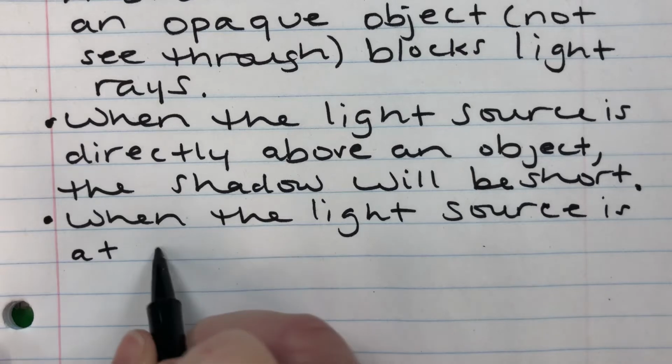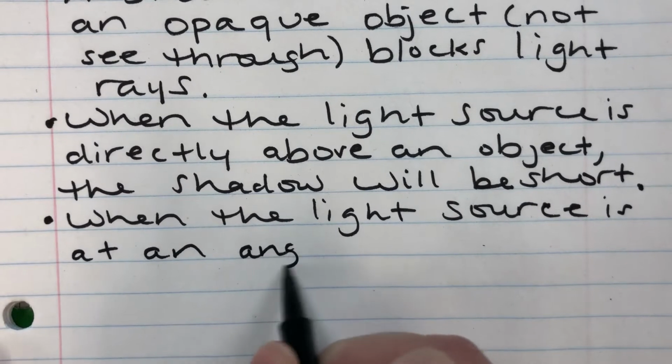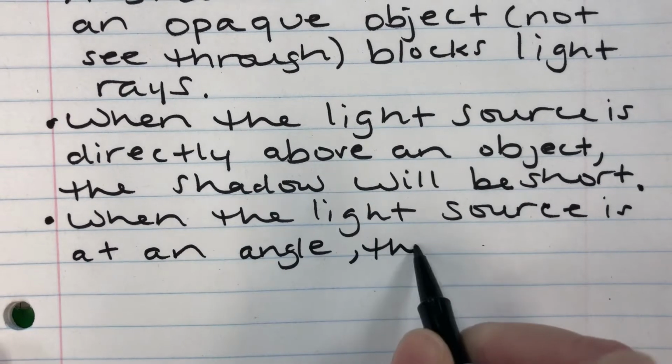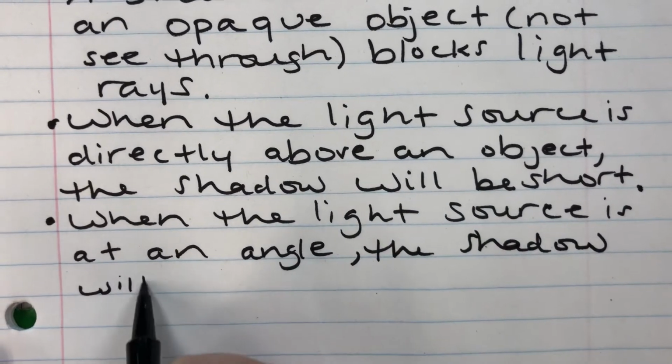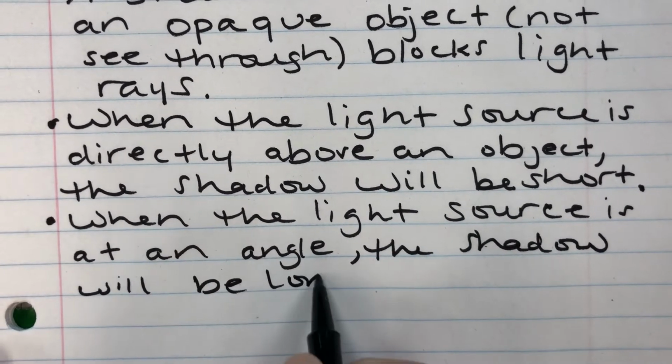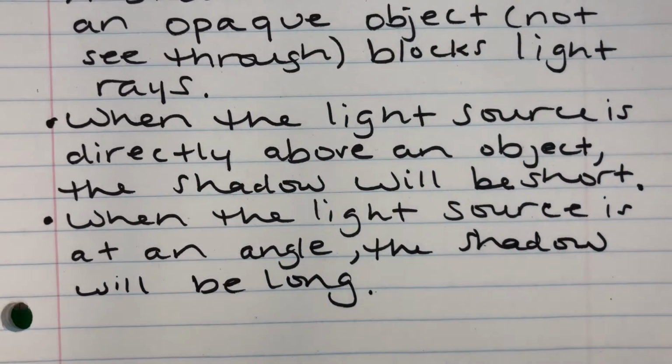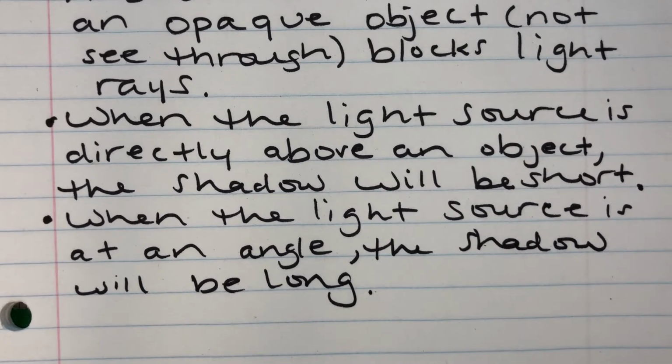When the light source is at an angle, the shadow will be long. And we're going to make a little diagram of this situation.